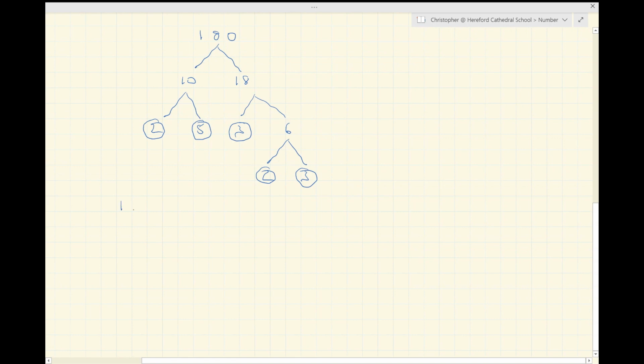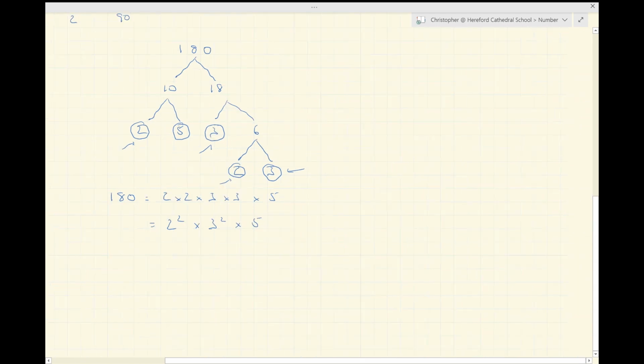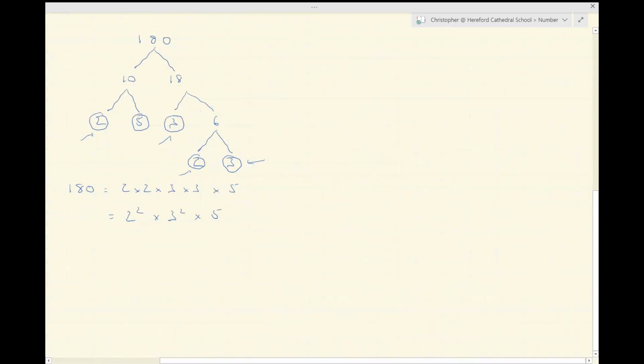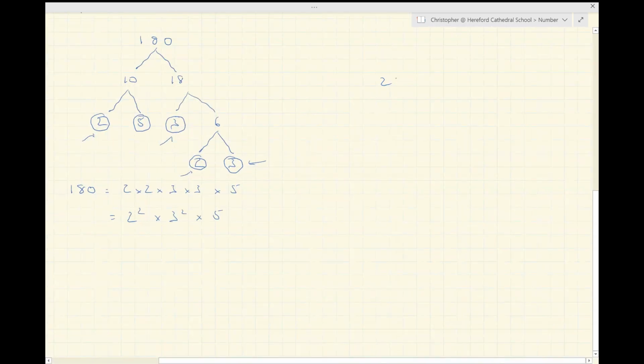So now I can write that 180 is, I've got 2 here, 2 times 2, look, 2 times 2 times, I've got 3 and a 3, times 3 times 3 times 5. And of course, you can write that as 2 squared times 3 squared times 5 if you want to. So this is a sort of factor tree method. Why don't you have a go, if you'd like to, and write 240 as a product of its prime factors using the factor tree method? And by the way, it ends in a 0, so start with 10 times something.